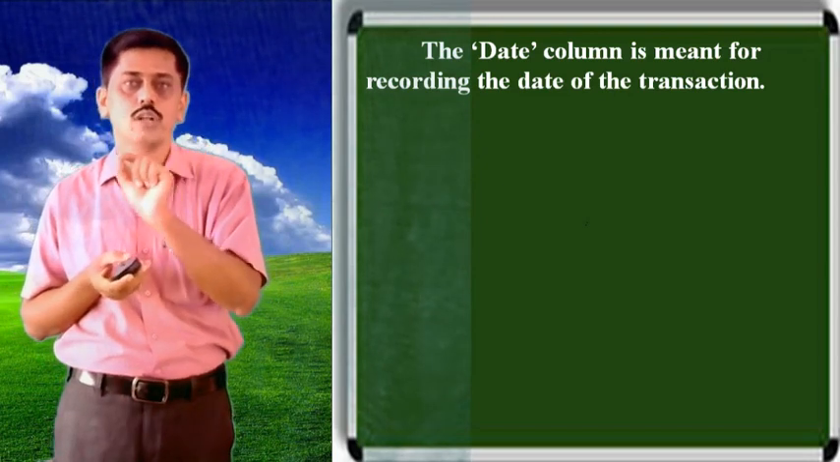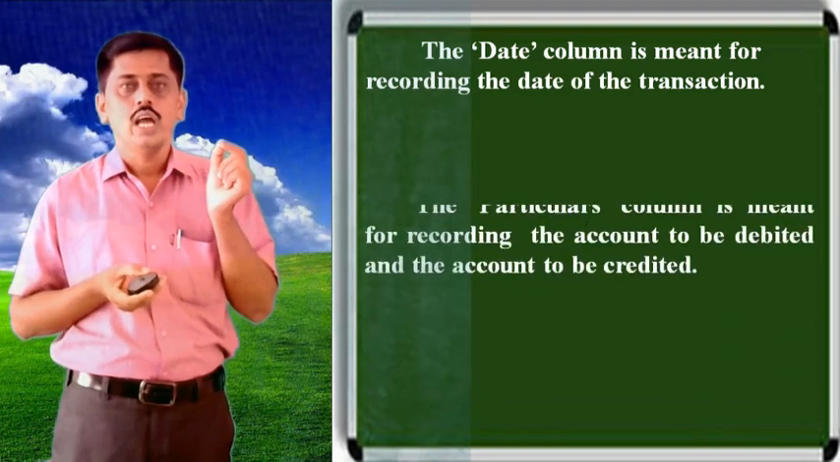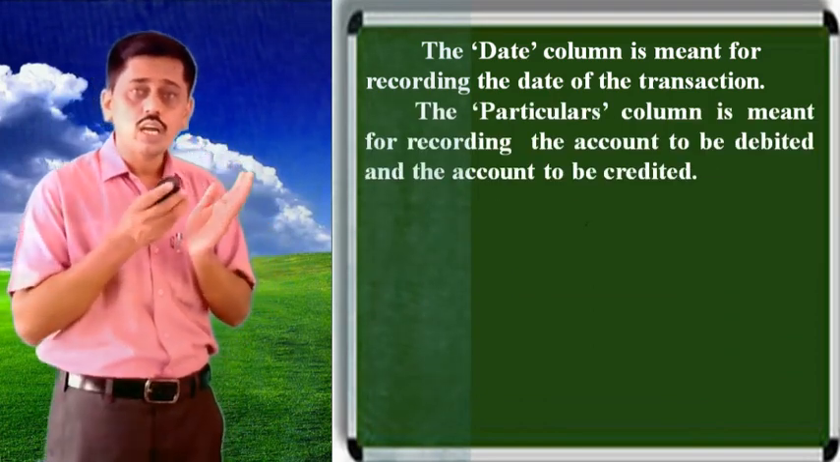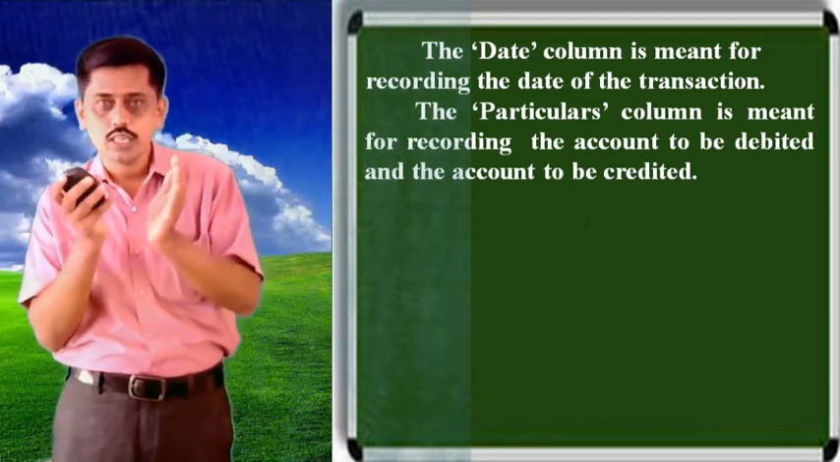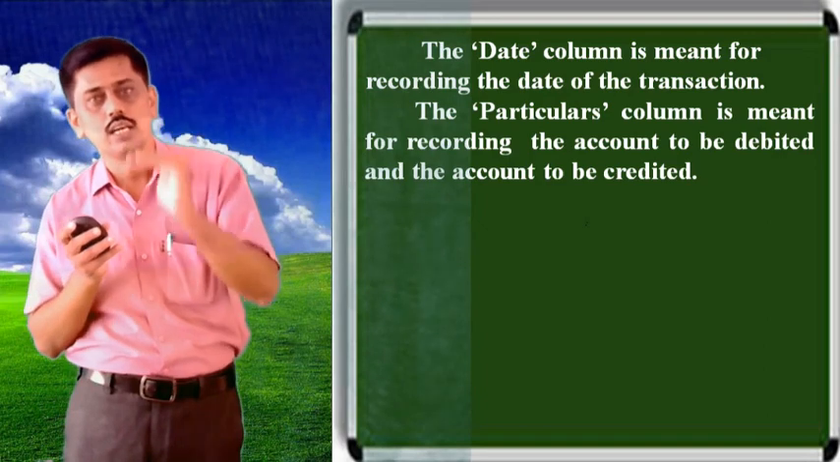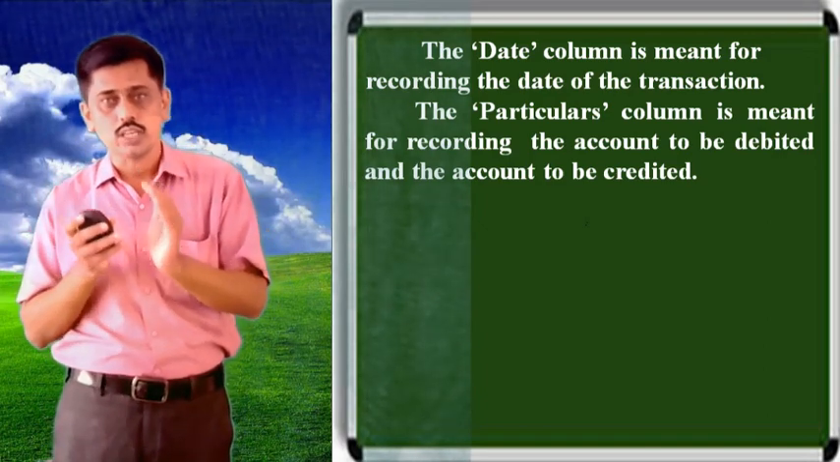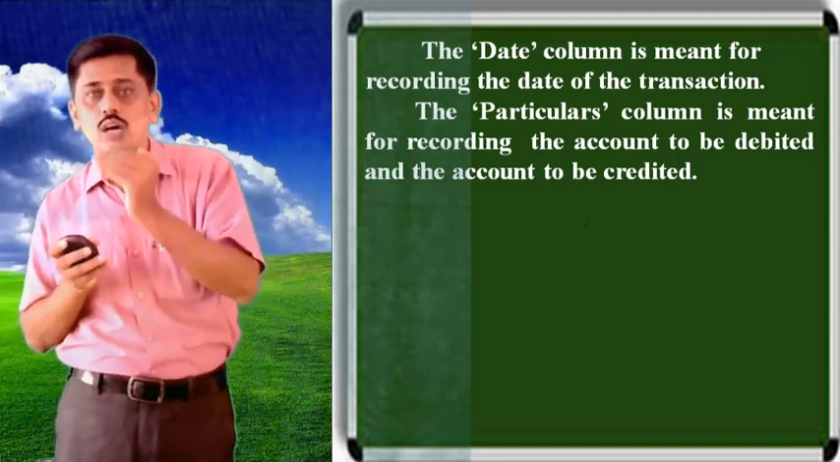So the date column is meant for recording the date of the transaction, and particulars column is meant for recording the account to be debited and the account to be credited. You know, journal contains both aspects, debit aspect and credit aspect. The particulars column is meant for recording the account to be debited and the account to be credited.